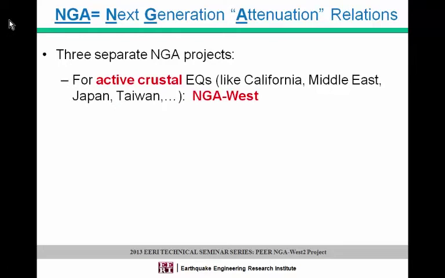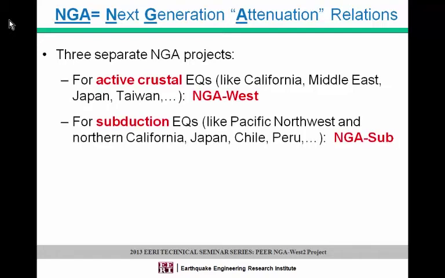First is ground motion prediction equation for shallow crustal earthquakes in active tectonic regions. It's like California. So California, Taiwan, Middle East, a part of Japan, really that is the part. This is what we started first more than 10 years ago, and we are talking today about.